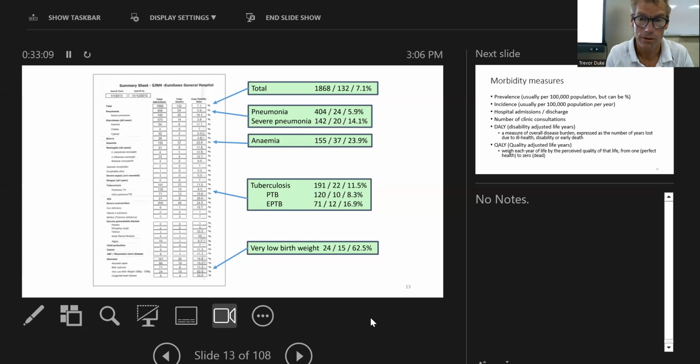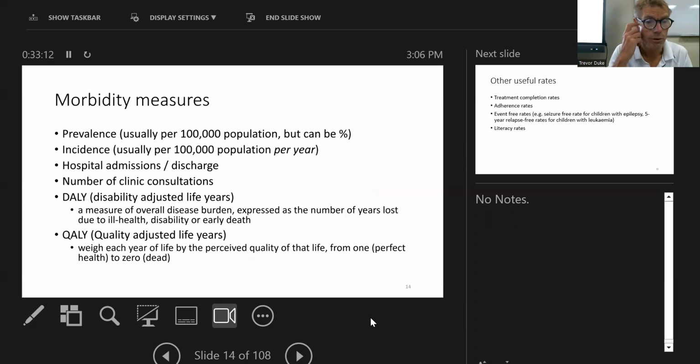Okay. As well as mortality measures, we often have morbidity measures, and I'll talk a bit more about these, but there's measures of prevalence and measures of incidence, right? They're measures of morbidity, usually, prevalence and incidence, right? And we might also measure the number of hospital admissions or hospital discharges. They're just measures of morbidity, right? Or the number of clinic consultations for children with a particular disease. That would be just a morbidity measure.